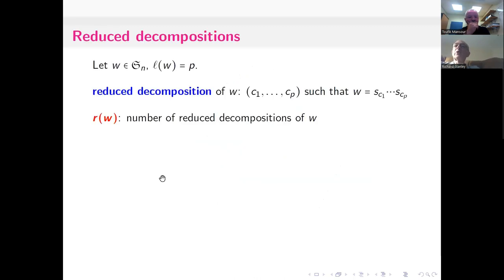Well, one reason the weak order is interesting is the connection with reduced decompositions of permutations. If w is a permutation of length p, so it has p inversions, a reduced decomposition of w is a p-tuple of positive integers such that w is the product s_c1 up to s_cp. We get it by interchanging consecutive elements p times. It's the minimum possible. r(w) is the number of reduced decompositions of w.